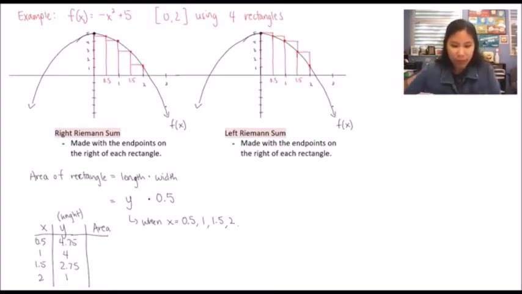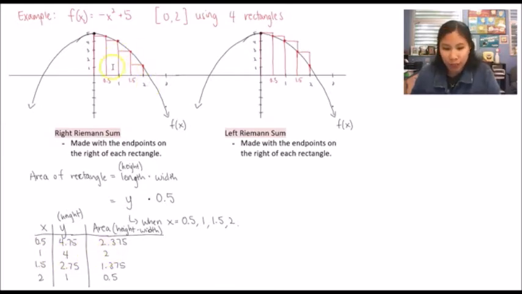So 4.75 times 0.5 is going to be 2.375. When x equals 1, the height is 4. Then we get an area of 2 for that second rectangle. The third rectangle is going to have an area of 1.375, and then 0.5 for that last one. Okay, so we found the areas of each of those rectangles.